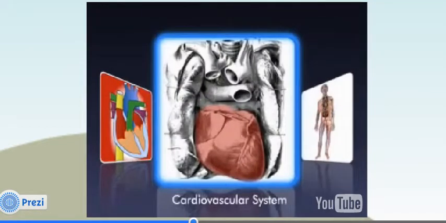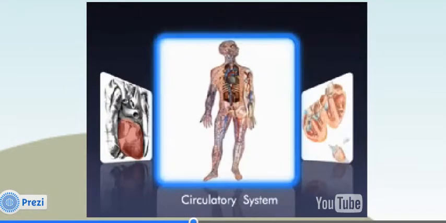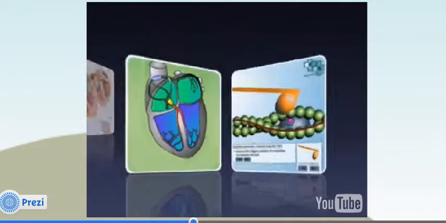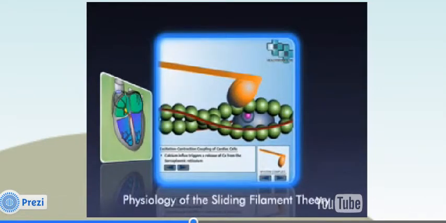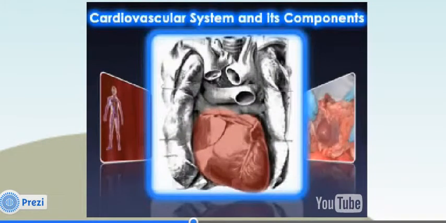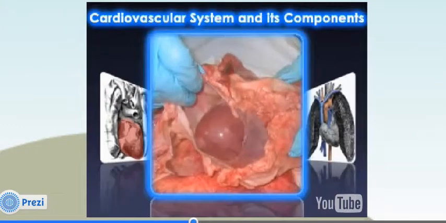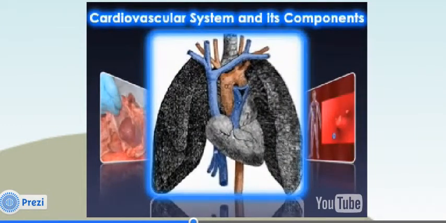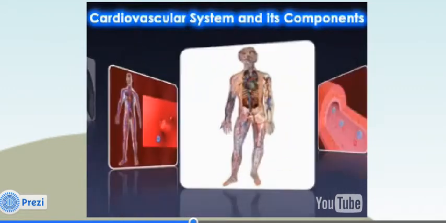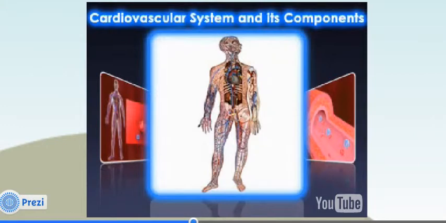This course reviews an overview of the cardiovascular system and its components, various cardiovascular anatomical structures, conduction systems of the heart, and physiology of the sliding filament theory. The heart is located almost at the center of the thoracic cavity. It is a large, hollow muscular organ that pumps blood throughout the body. The heart contracts rhythmically to distribute blood to all parts of the body at an average rate of 72 BPM, beats per minute.